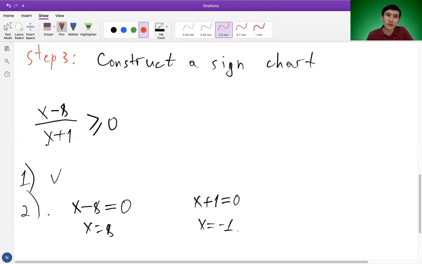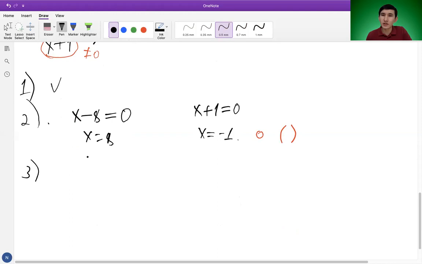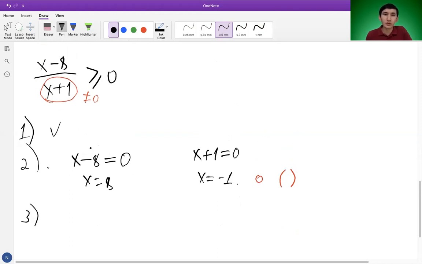Note that we've said that the denominator cannot be equal to 0. So when we point this root on the sign chart, we use a non-filled point, and round brackets. Third, now we can construct the sign chart. What about the sign of the coefficient of the leading part? Let me show it. In the numerator, we have sign plus, the variable sign is plus, divided by, in the denominator, also we have plus. Plus divided by plus is equal to plus. So we start from the plus sign.